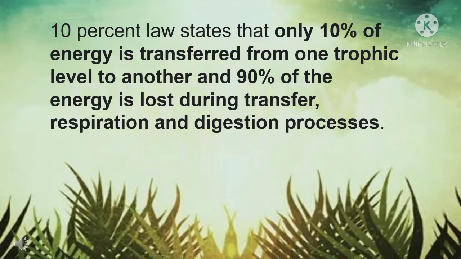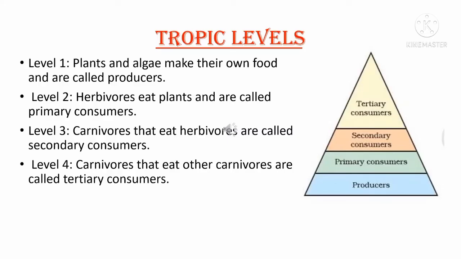So first let us discuss what is meant by trophic levels. What are the various trophic levels in a food chain? A trophic level refers to a level or a position in a food chain, a food web, or any ecological pyramid. There are 4 key trophic levels in an ecosystem. Let us discuss them one by one.